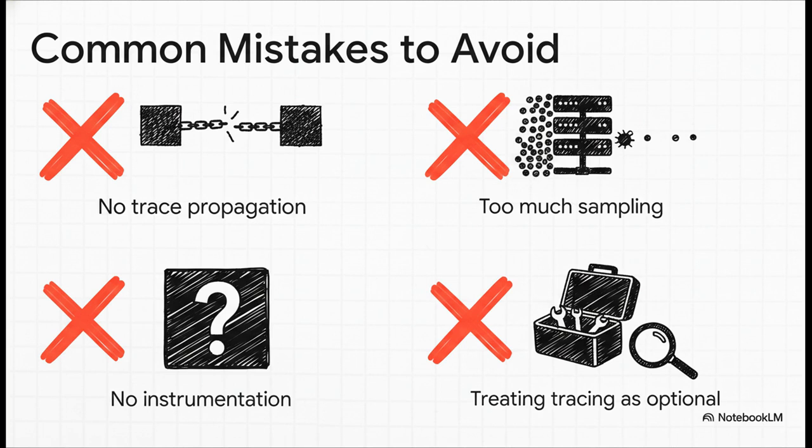Another classic mistake is bad sampling. If you trace everything, it's too expensive, but if you trace too little, you'll miss the important errors. And finally, the biggest sin of all, treating tracing like it's optional. It has to be a core part of your architecture from day one.